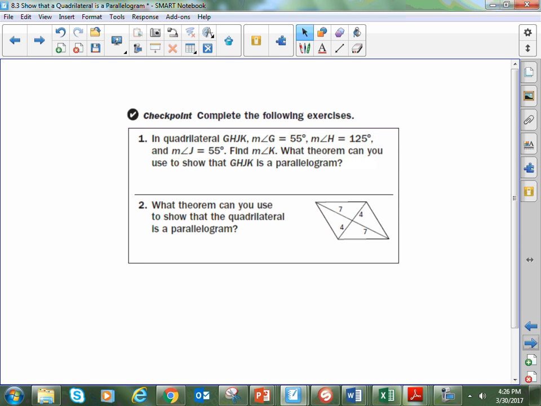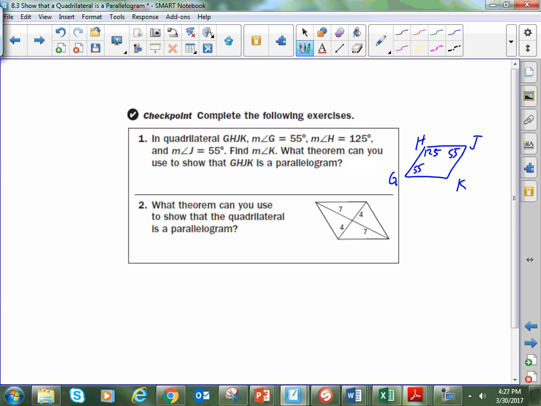So example or problem one, quadrilateral GHJK gives us these angle measurements. Find the measurement of angle K. Well, I know from the previous lessons that the sum of the interior angles of a quadrilateral has to be 360 degrees. And since they're giving us two of them, we can use that to figure it out. Otherwise, we could maybe just draw a parallelogram and see, is it a parallelogram? So let's say G, H, J, K. So we know G is 55, and H is 125, and this is 55.